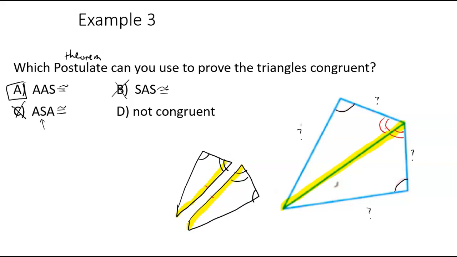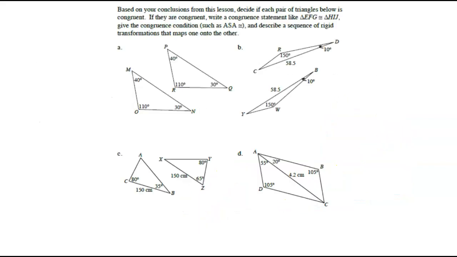All right, let's go ahead and try a couple more. What I want you to do is copy these down, and based on your conclusions, decide if the triangles below are congruent. If they are congruent, you're going to write a congruence statement, and then you'll write a congruence condition, like ASA, AAS. You don't have to worry about describing the sequence onto each other. All right, so go ahead, pause the video, try these 4 problems now.